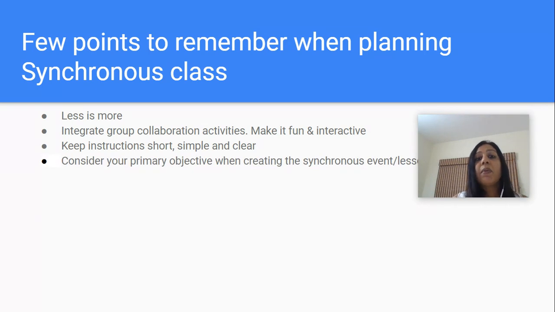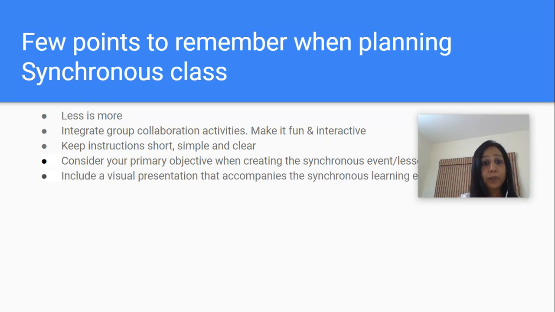You should have a primary objective for your class, and it's always good if that objective is shared with your students before your class starts. It's always good to have a visual presentation. Always make sure that your presentation or a video or image that you want to show to your students is open before you start the synchronous class, and you can show it by using the share screen.